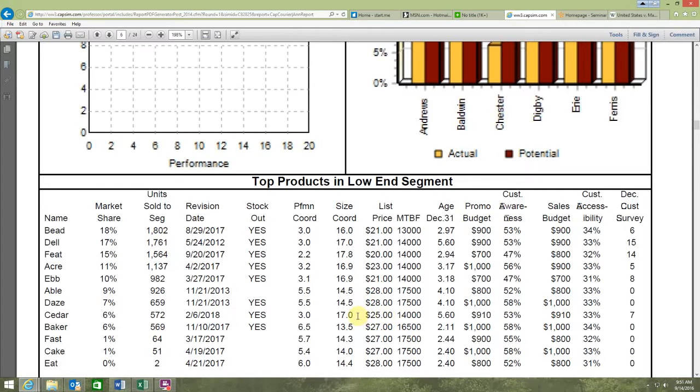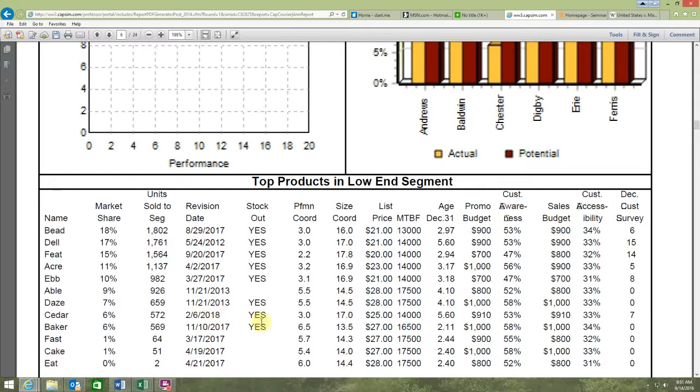For a low end product, their price was still $25 compared to 21, 21, 20, 23, 21. Now these were traditional products, so they were a lot nicer product. That's probably why people bought those instead of Chester's low end product. Age was fine. The ideal age here is 7, so that was fine. They didn't spend a lot on marketing either.